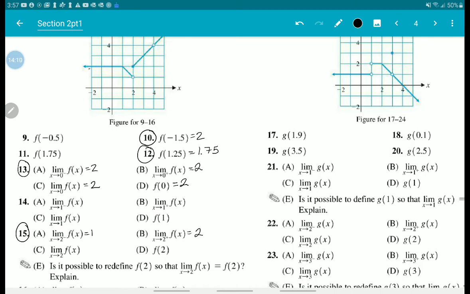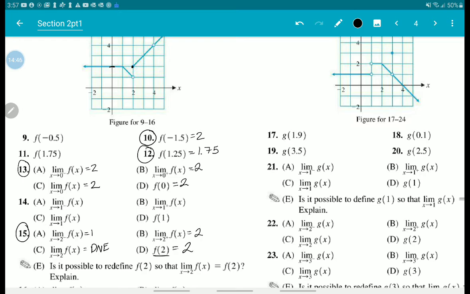So notice my left hand limit is at 1. My right hand limit is at something different, which is 2. This limit does not exist. The left hand limits and right hand limits are going to different places, so the limit at 2 doesn't exist. And then they're asking us for f of 2. F of 2 is defined right here where we have that solid dot, and that y value at 2 is 2. So f of 2 exists in this case, but that limit does not exist.